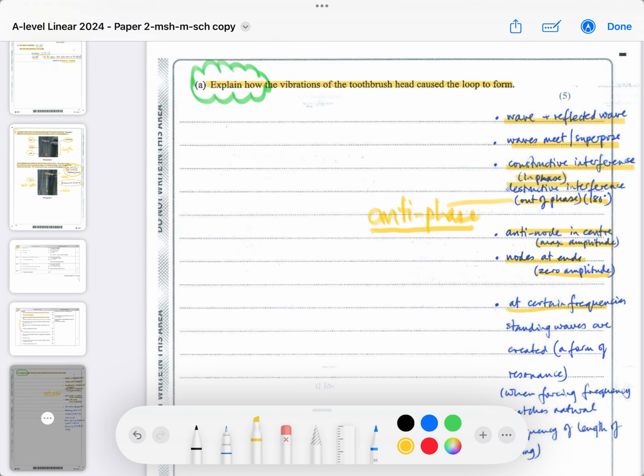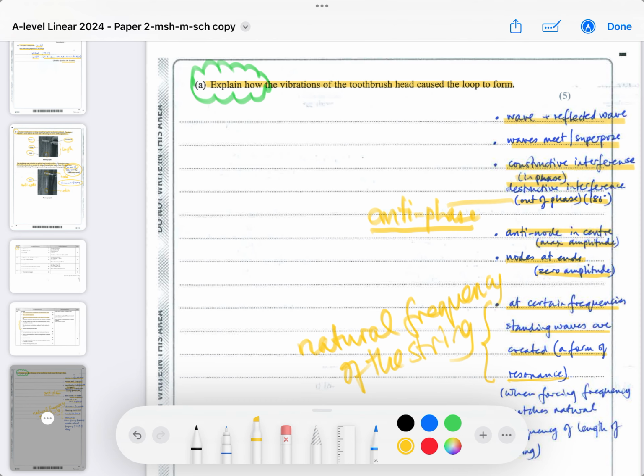And then at certain frequencies, standing waves are formed or created, because it's basically a form of excitation or resonance. It's when the vibrating frequency of the toothbrush matches the natural frequency. It's another key word here, the natural frequency of the string. So this is linked to this point here, okay?